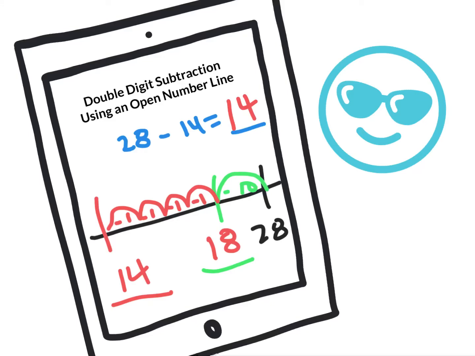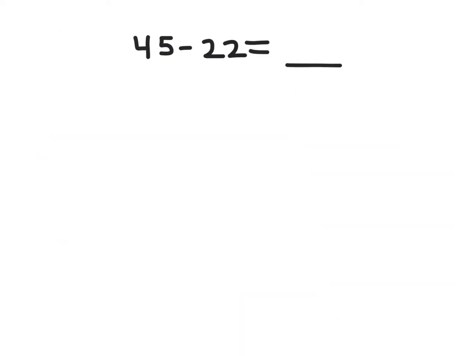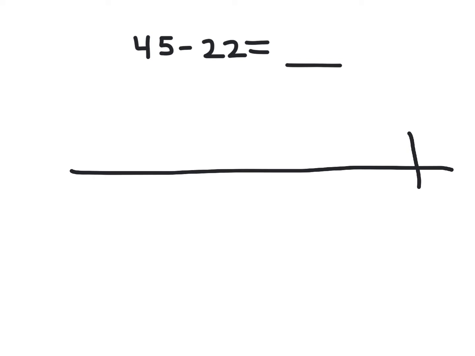Okay, today we're going to be reviewing the strategy of using an open number line to solve double-digit subtraction. So let's go ahead and get started. Our first problem is 45 subtract 22. What we're going to do first is create an open number line, and we're going to start on the right side with the number 45. We're going to jump back 2 tens and 2 ones.